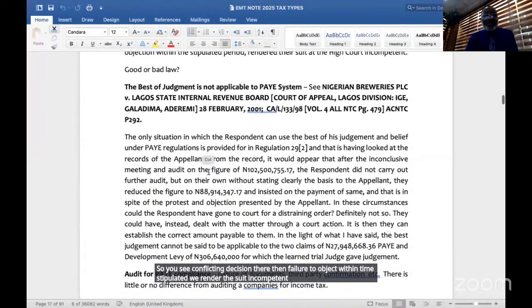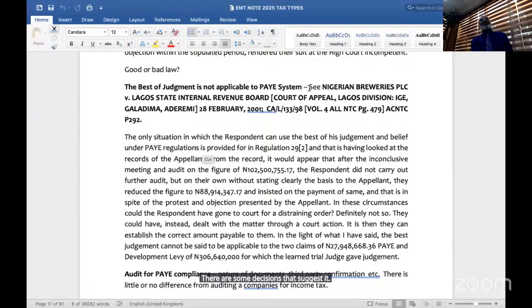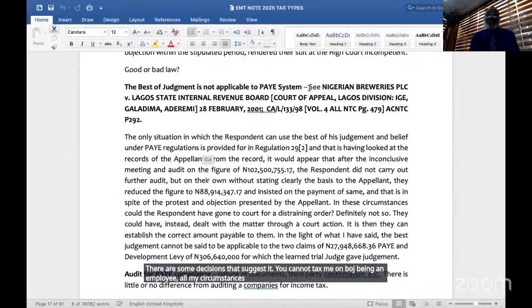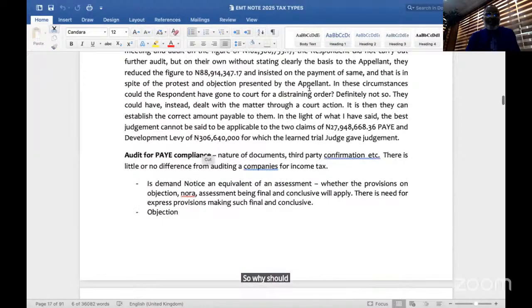Then best of judgment assessment is not applicable to PAYE. There are some decisions that suggest it. You cannot tax me on best of judgment because, being an employee, all my circumstances are supposed to be known to my employer, and my employer is the one in control of my salary. So why should it come in?